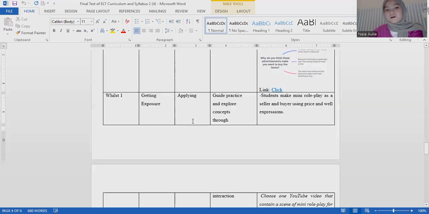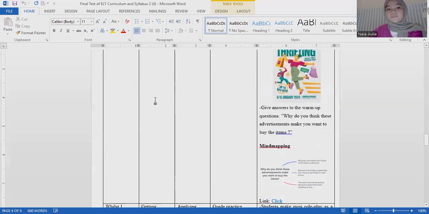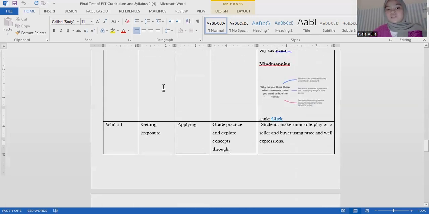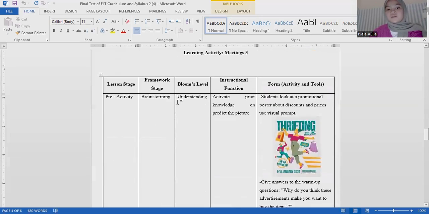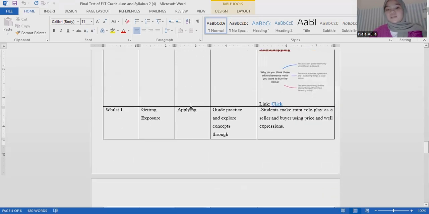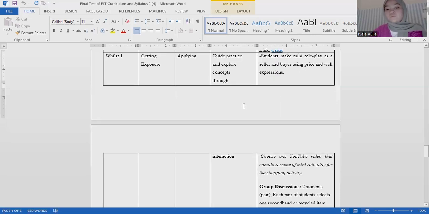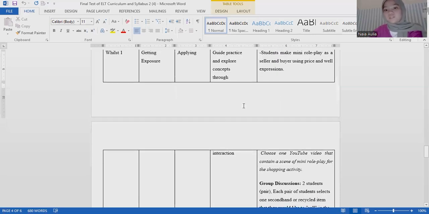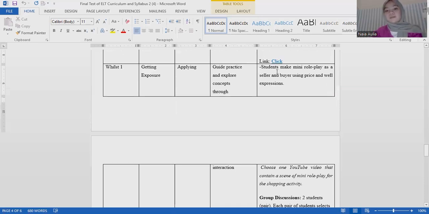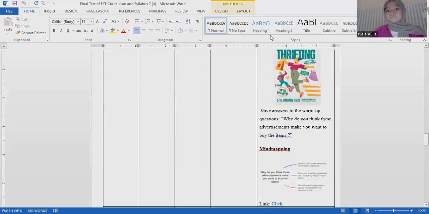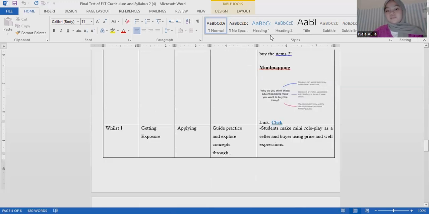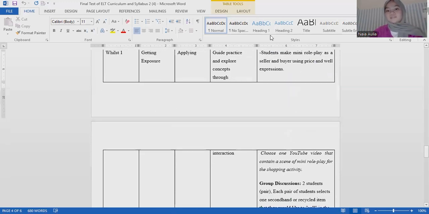Moving on to the WILES one, which is the getting exposure framework stage. The Bloom's level is applying, and the instructional function is to guide practice and explore concepts through reading and interaction. My activity is that students make a mini role play as a seller and buyer using price and wish expressions.